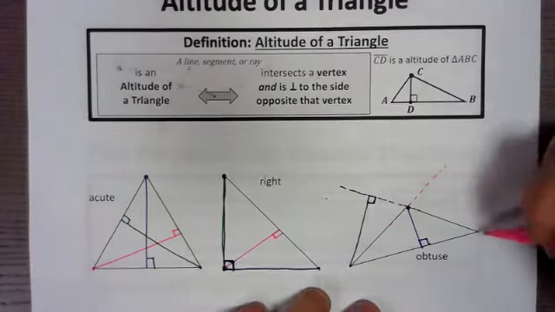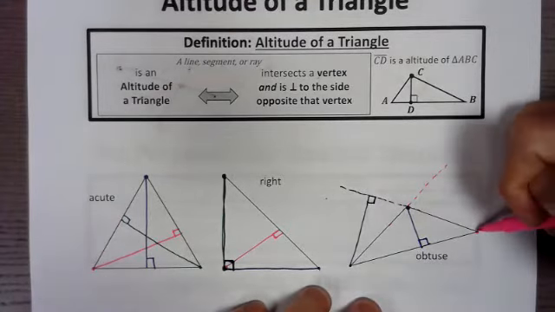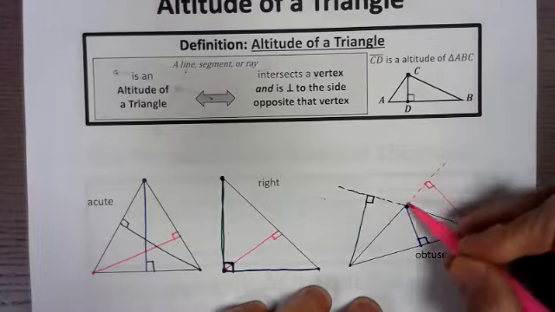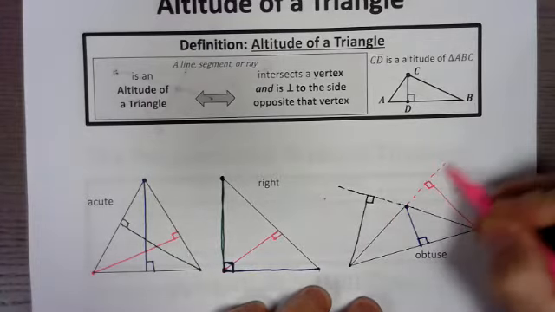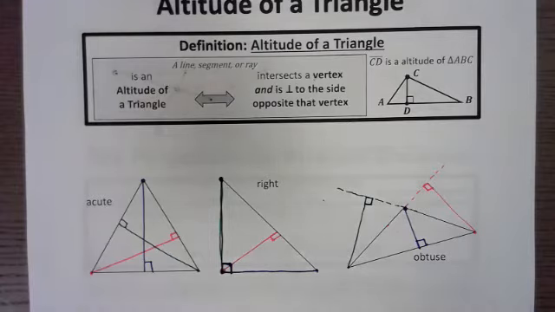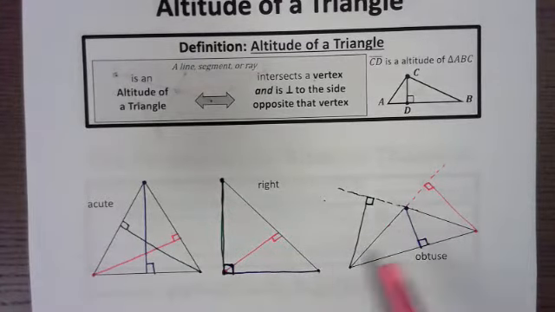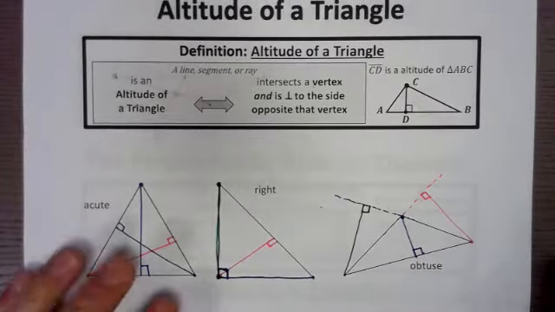And then our third one from this vertex here does the same thing. It comes over this way and creates that right angle with the imagined extension of the side of the triangle. Okay. So those are some special circumstances with right and obtuse triangles, where those altitudes might be.